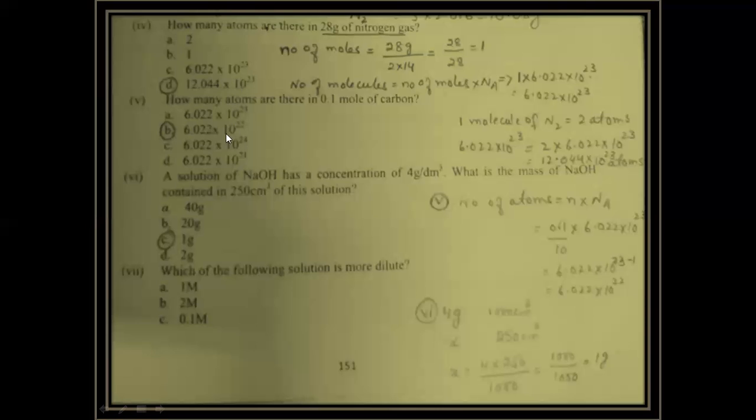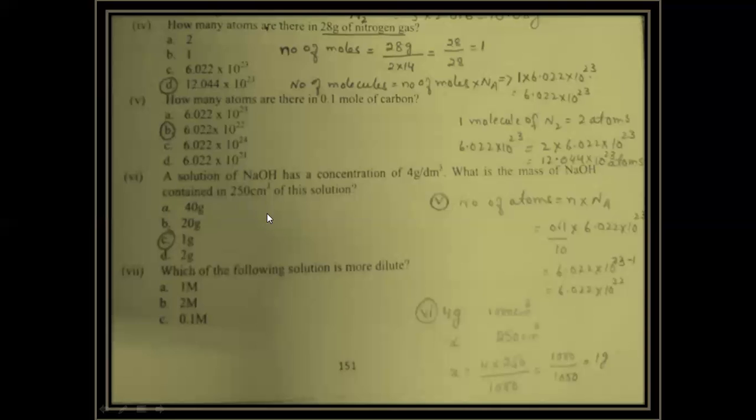Number 5, how many atoms are there in 0.1 mole of carbon? Very easy. Just put the formula: number of atoms is equal to number of moles multiply Avogadro's number. Number of moles is 0.1 and Avogadro's number is 6.022 into 10 raised to power 23. Then removing the decimal, we'll write 1 over 10 multiplied by Avogadro's number, which will give us the answer 6.022 into 10 raised to power 22. You can do it directly, or you can take this 10 up and then subtract 1 from 23. The answer will be 22. Only the difference is Avogadro's number had 23, but the answer is 22.